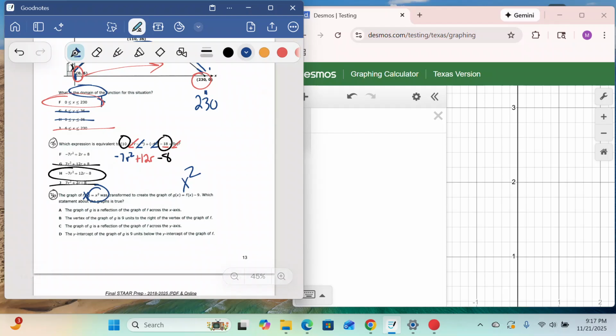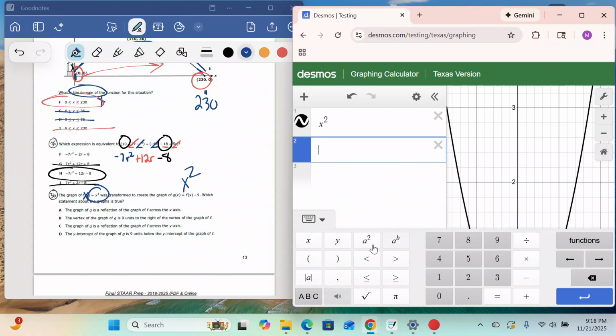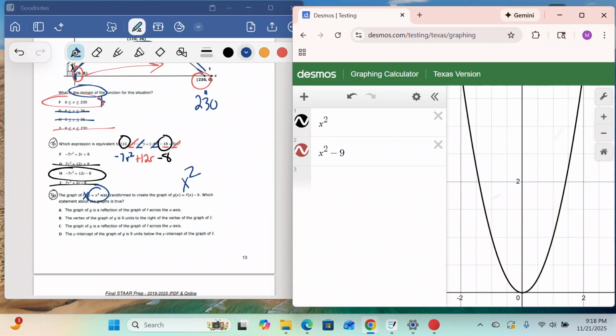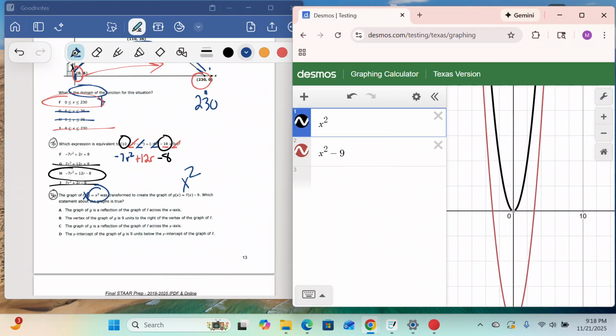So you're going to have two graphs. You're going to go ahead and input your x squared. That's my first graph, and the graph is going to be transformed into g of x. The g of x is x squared minus 9. So I'm going to input the second one, x squared, and what am I doing to x squared? I'm subtracting 9 from it. So let's see what happens. If you look at the two graphs, I have my original one, which is a black one, and I have my red one.